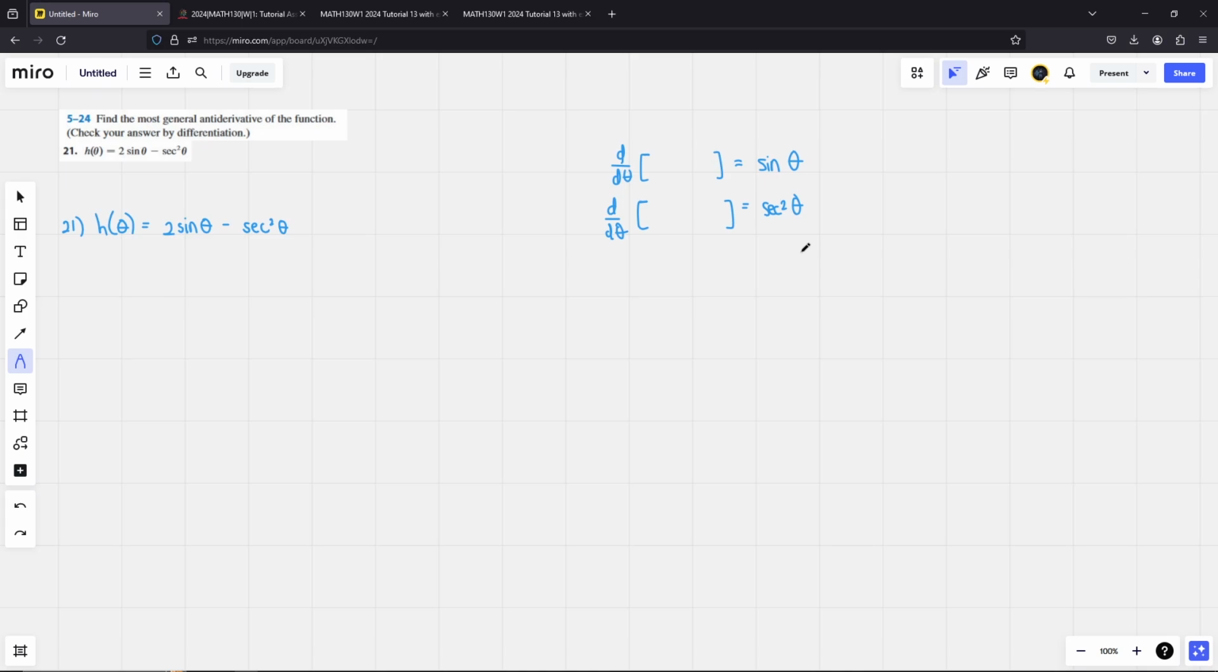Okay, cool. So we know that the derivative of cosine theta is going to be minus sine theta. But we don't want that. We want a positive sine theta. Okay, how would I do that? Let's try adding a minus sign to the front. So let's take the derivative of minus cosine theta.